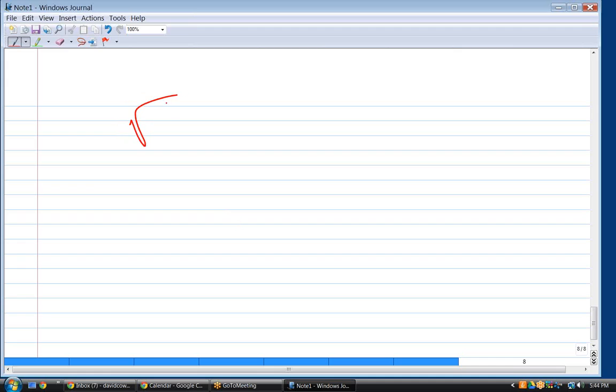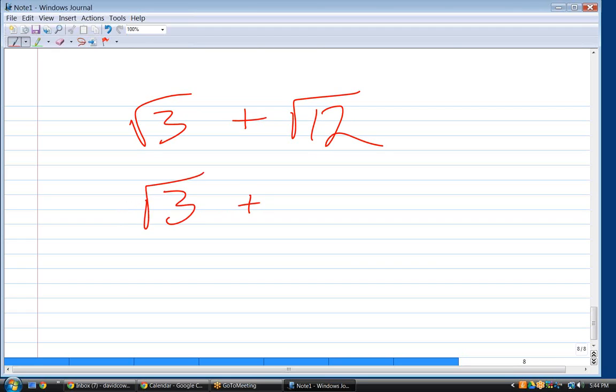Let's do this one. Square root of 3 plus square root of 12. Can I add those two together? No. Not at the moment. But what if I change square root of 12 into square root of 4 times square root of 3, and then the square root of 4 becomes a 2, which I'll put in front like that. Now I can add them together. What do I get? No, I got 1. There's an implied 1 in front of here. So it would be 3 root 3.